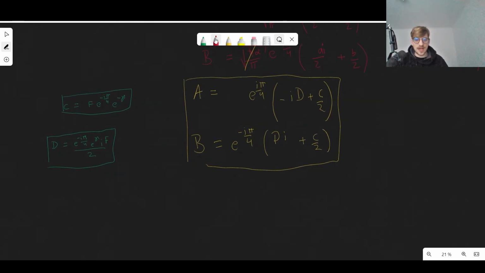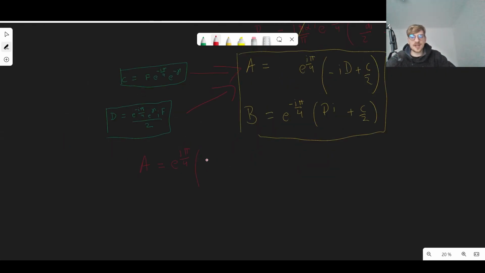So let's plug them into a. So both of them go in there. So a is equal to e to the i pi over 4. And now plugging in d, we get, well, the i's will cancel out, so the minus sign cancels out as well. We get another minus sign, we get a minus minus, so they cancel out, and we get e to the minus i pi over 4 e to the gamma times f divided by 2. And then when we plug in c, we get, let's see, f e to the minus i pi over 4 e to the minus gamma divided by 2. So these exponents will cancel out, and then we can factor out f over 2, and we get e to the gamma plus e to the minus gamma.